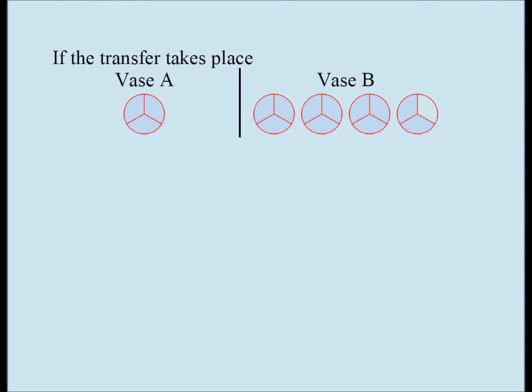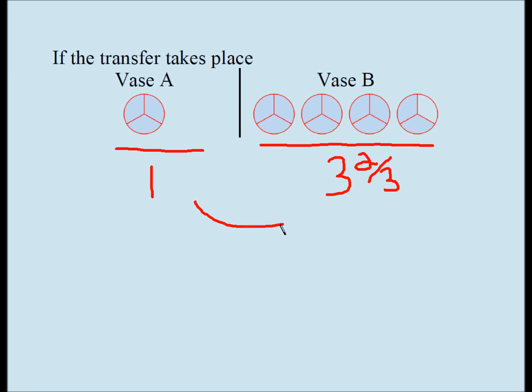So the question says, after she transfers 16 flowers, Nadine has 3 2/3 times as many flowers in vase B. That's where the 3 2/3 comes from, and this is 1. Take a look at it. If you start with 1, 1 times 3 2/3 will give you 3 2/3. That's what we mean by 3 2/3 times something. If this is 1, this has to be 3 2/3 times.